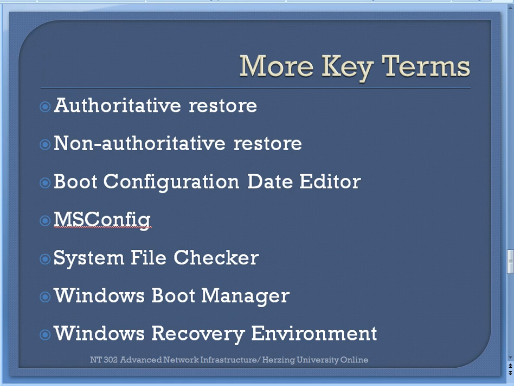On this slide we have a few additional key terms. The first one here, authoritative restore. Talked a little bit about this, but when restoring the system state of a domain controller, an authoritative restore marks Active Directory objects as being authoritative so that the current state of the object is replicated to other domain controllers.